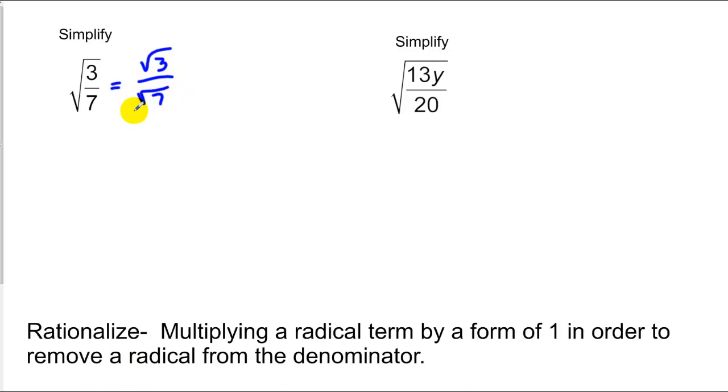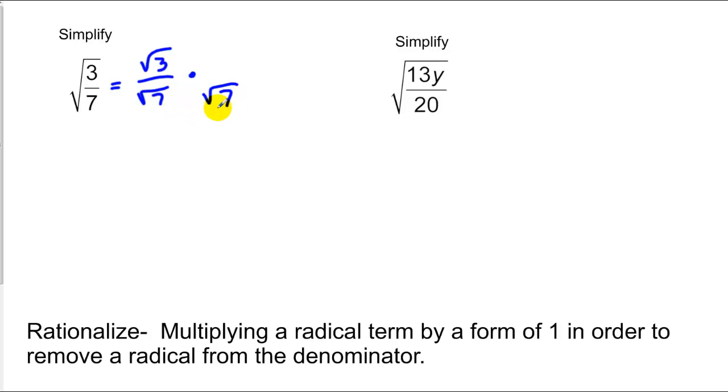So I need to find a term that I can multiply by root 7 so that it will no longer be a root. And we know that any root multiplied by itself happens to be a perfect square. So if I were to multiply root 7 by root 7, then I would get a perfect square of root 49.